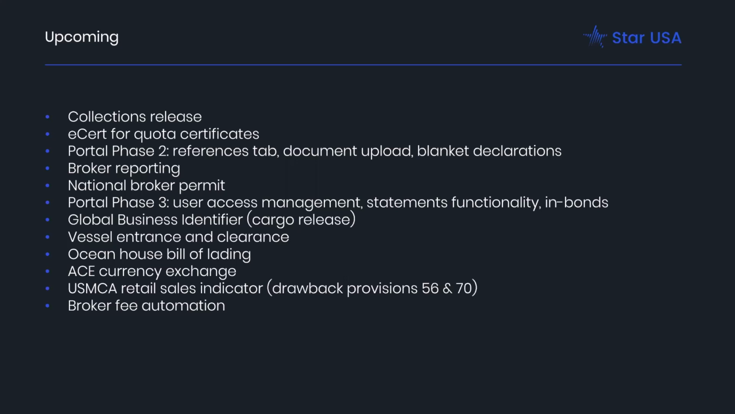vessel entrance and clearance, ocean house bill of lading, currency exchange in ACE that will give up-to-date information on how to fill out entries with currency changes, USMCA retail sales indicators, specifically for drawback provisions 56 and 70, and broker fee automation, which is again, some of the customs broker modernization steps.